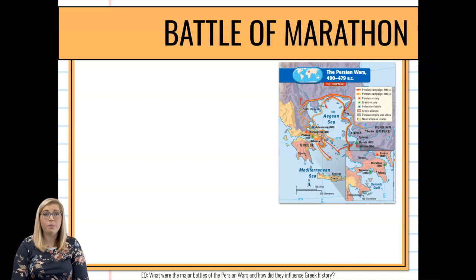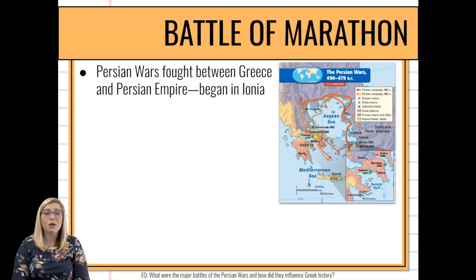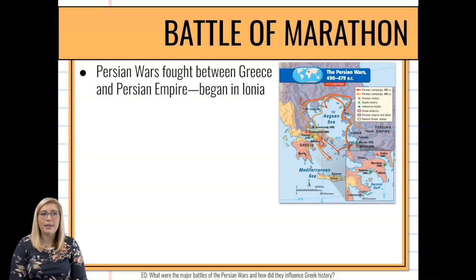Our first major battle becomes known as the Battle of Marathon because it took place in the city of Marathon. So the Persian Wars are ultimately the Empire of Greece versus the Persian Empire, which began in the territory known as Ionia at the time. If you look at our map on the right-hand side, Ionia is basically like current-day Turkey.